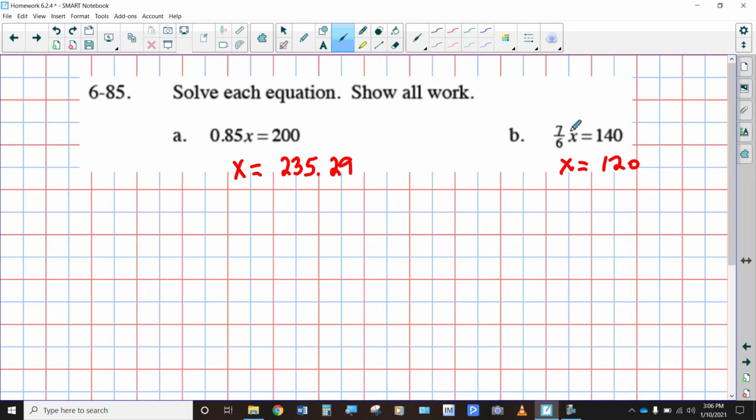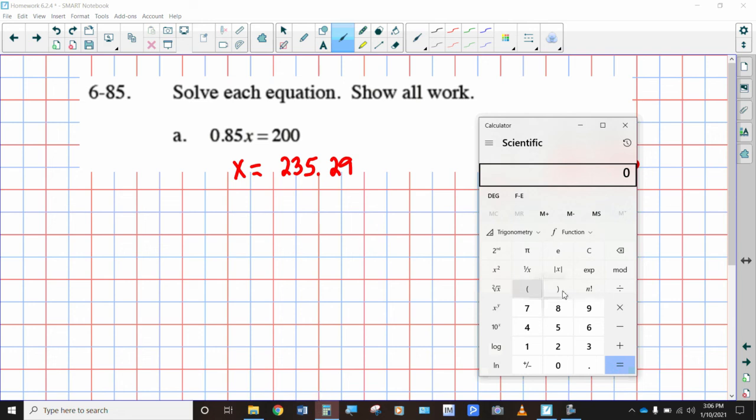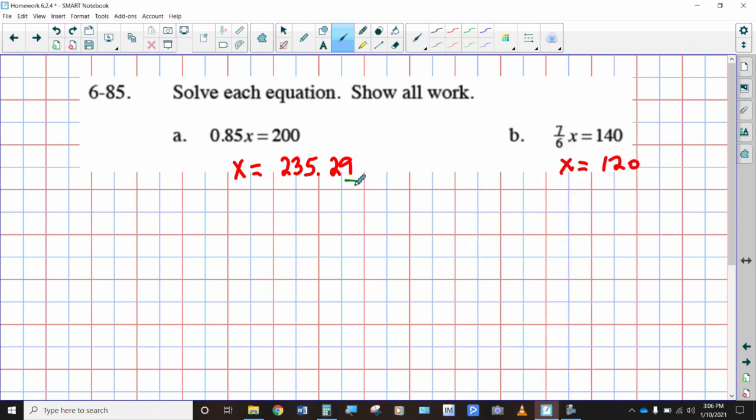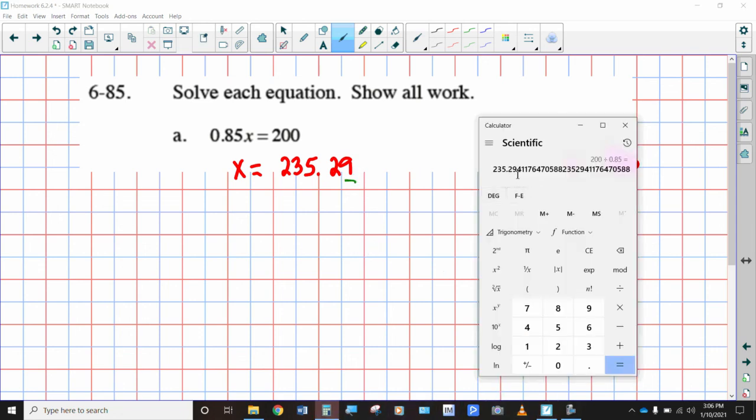And solving equations that involve decimals and fractions. Remember, fraction busters or decimal busters. You don't have to do that. You could take 200 and divide it by 0.85 and get this answer with your calculator without any trouble at all. 200 divided by 0.85, and there is your solution, which I've rounded off. Did I round it properly? I think I did. Yeah, barely. You can justify rounding that to 235.3.